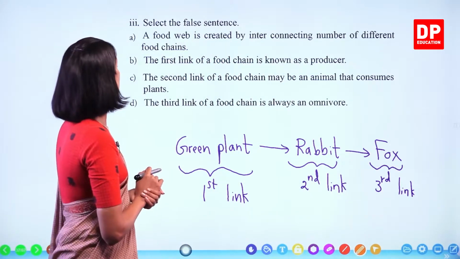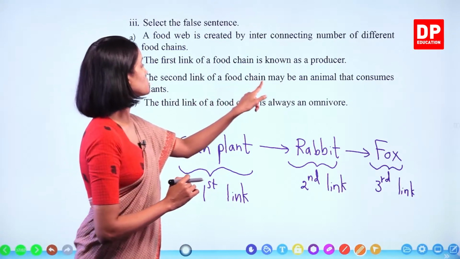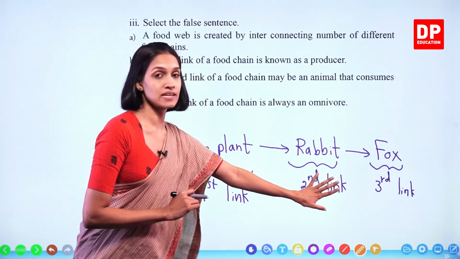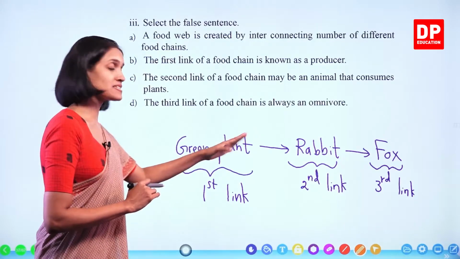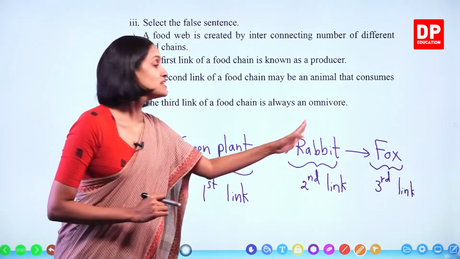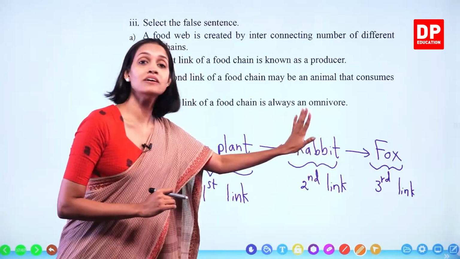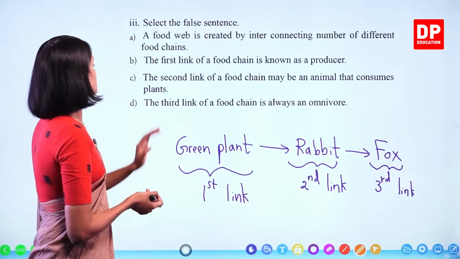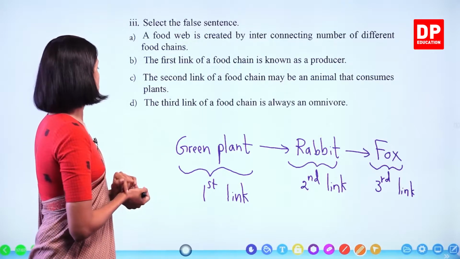Right, children? The second link of a food chain may be an animal that consumes plants. Second link consumes plants. That is correct. Right? Second link has to be a herbivore or an omnivore. Okay? Right. So this is also true.